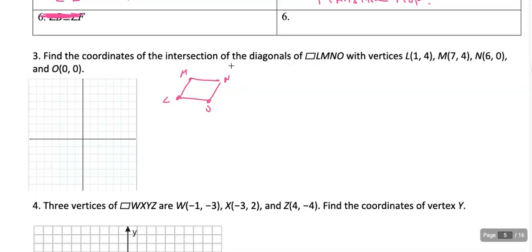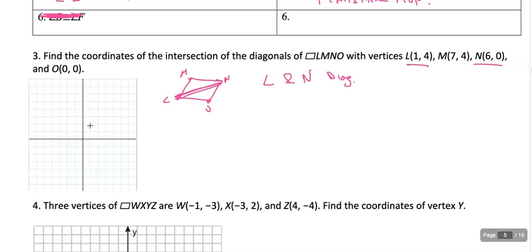It goes clockwise or counterclockwise, and you know that L and M are consecutive. L and N are what makes the diagonal. So L and N make the diagonal here, right? So when I look at L and N, all I need to do is find the midpoint of L and N. If you want to, you can draw these out and verify that, and I'll do that for you as well.